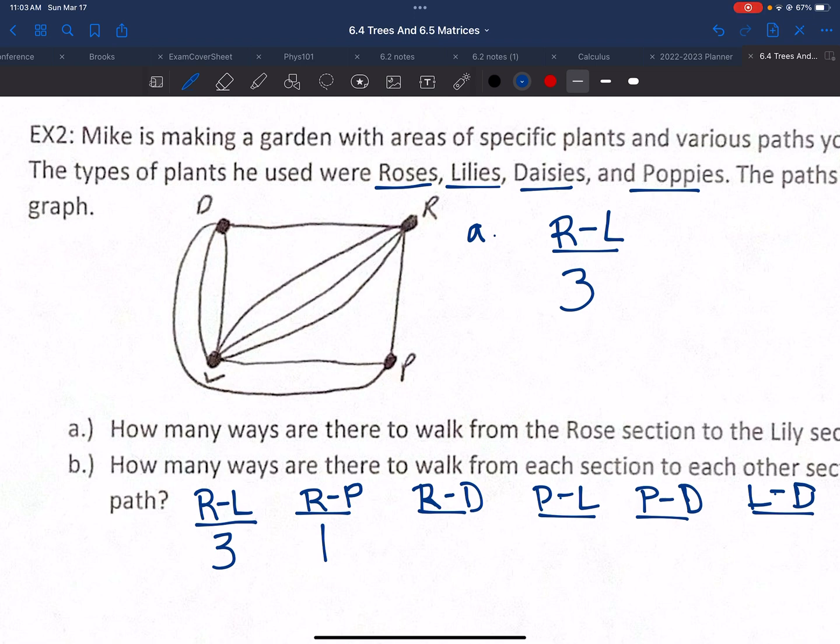Now that we're back, let's take a look. To get from rose to daisy, there's only one path there, so from here to here. So we're going to put a 1 there. From poppy to lily, we only have one path right there, so that's also going to be a 1. From poppy to daisy, we've got this little one right here that takes us all the way across, and so that's only one path. And then from lily to daisy, we can take this path over here, and then we can also take this path over here. So we actually have two paths that we can take from lily to daisy. So hopefully your answers were right in line with these.